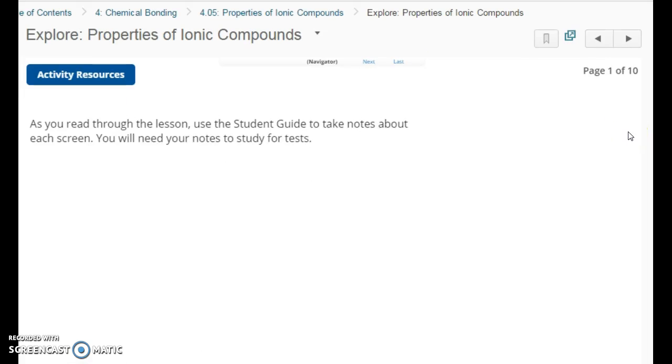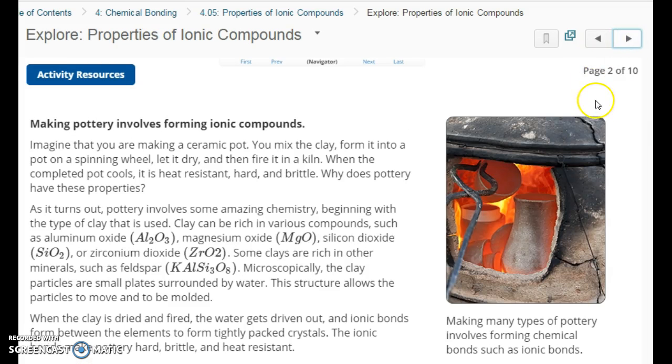Explore properties of ionic compounds. Making pottery involves forming ionic compounds. So making many types of pottery involves forming chemical bonds such as ionic bonds. Imagine that you are making a ceramic pot. You mix the clay, form it into a pot on a spinning wheel, let it dry, and then fire it in a kiln. When the completed pot cools, it is heat resistant, hard, and brittle.